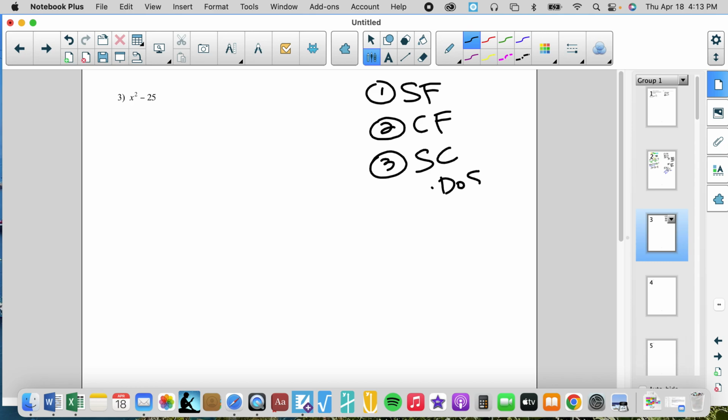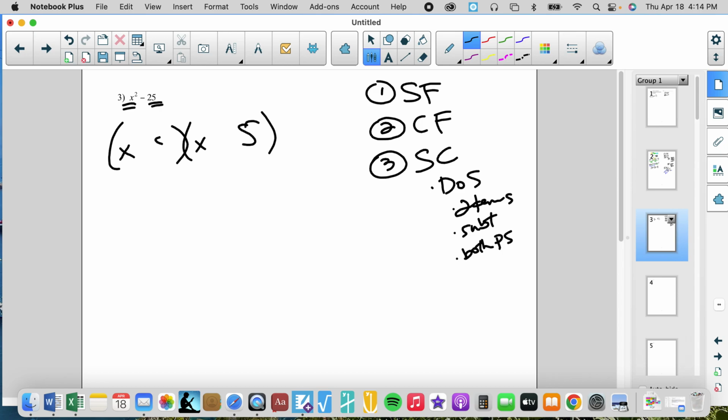Yeah, difference of squares. Two terms, subtraction, and both perfect squares. So we're going to create conjugates. Conjugates are identical with different signs. So we're going to take the square root of my first, that becomes my first, square root of the last, that becomes my last, and then we're going to do opposite signs. It's as easy as that.